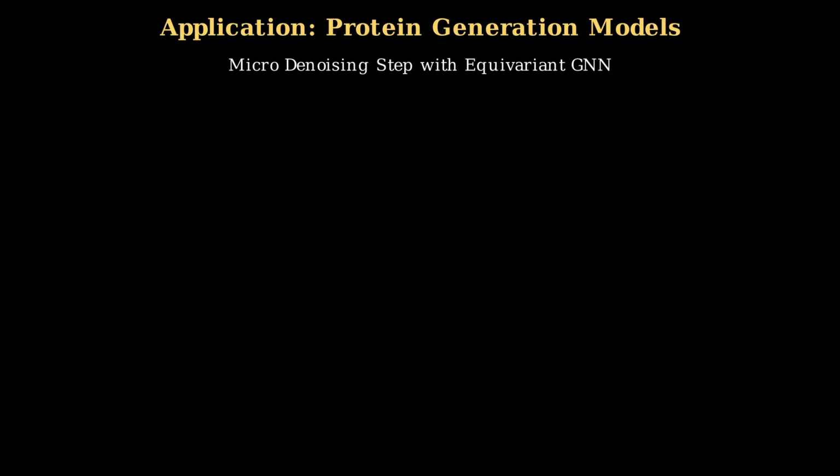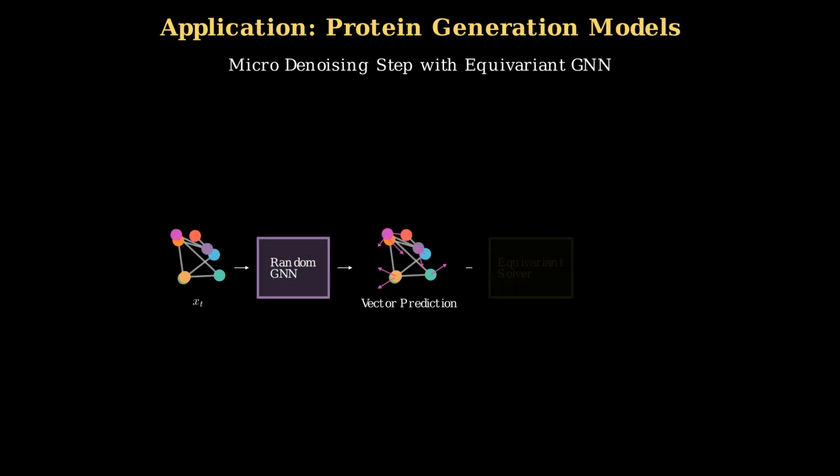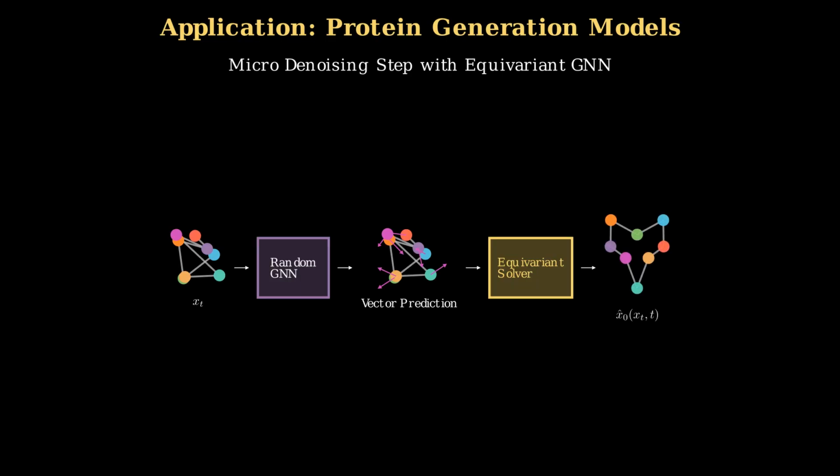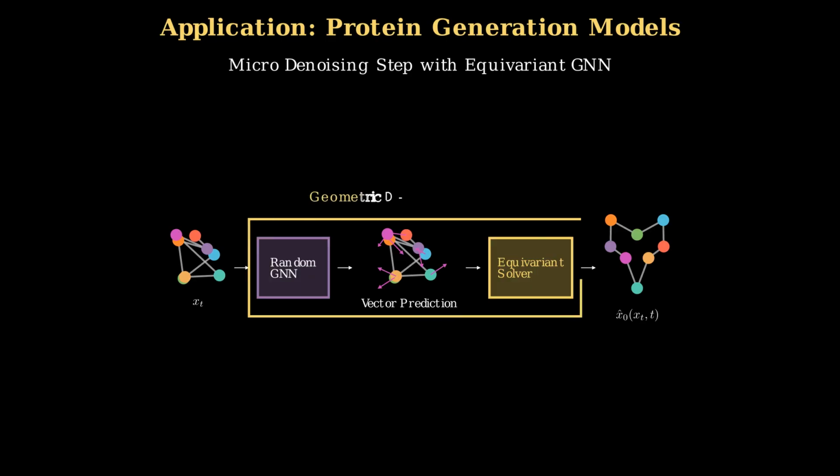Stage 2, let's zoom into a single microstep of this denoising process using an equivariant GNN. At step T, the noisy structure XT is passed through a GNN which predicts noise vectors. These are refined by an equivariance solver to estimate the original structure. This central core leverages geometric deep learning to ensure the denoising is robust to spatial orientation.